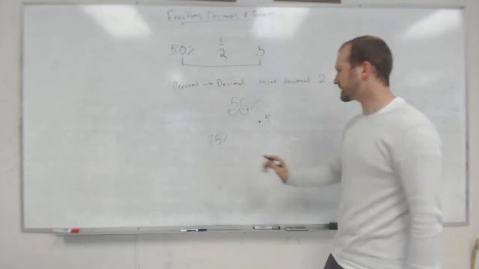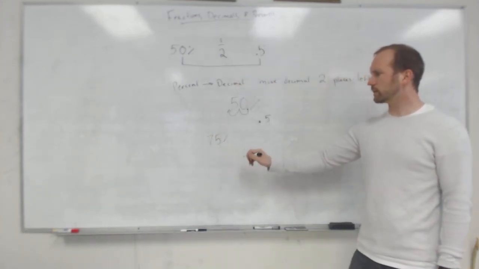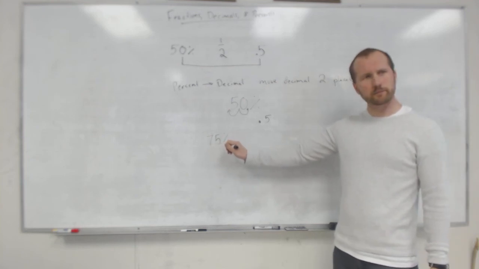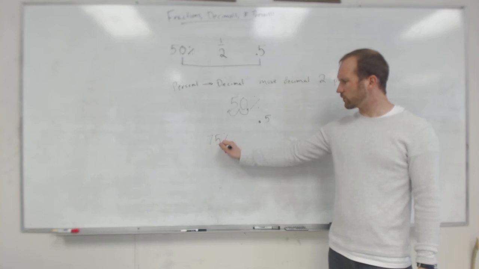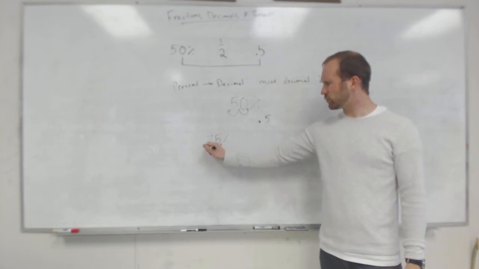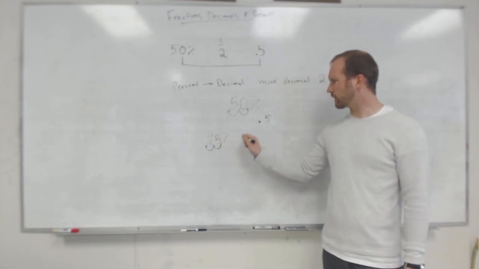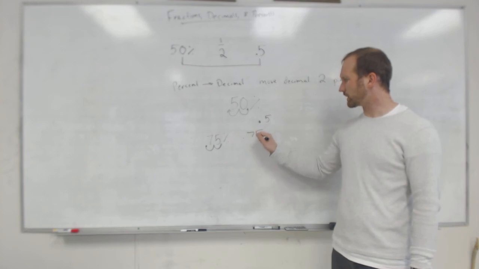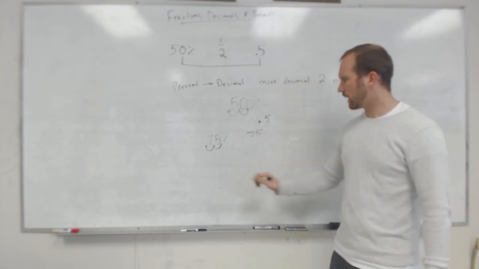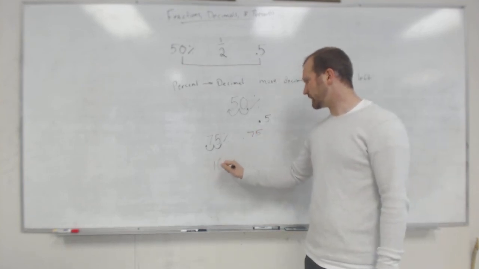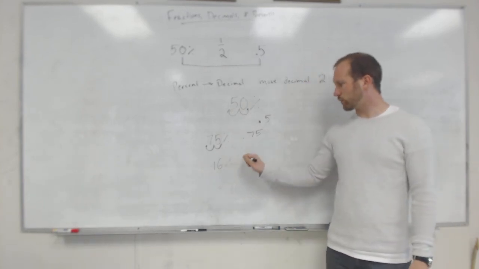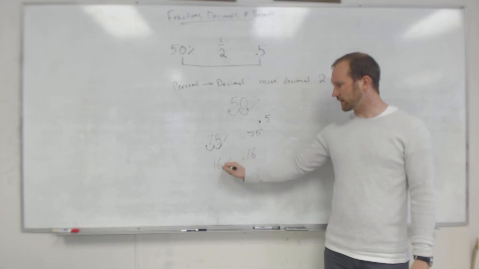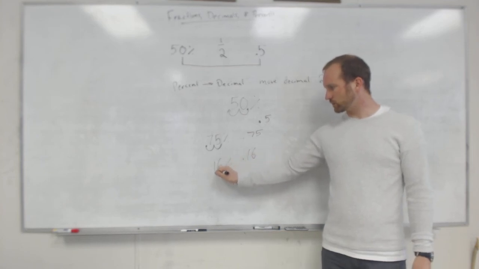Yeah. So 75%. Where's our decimal? At the end. I'm going to move it 2 places to the left. So my decimal would be 0.75. How about 16%? 0.16. I have my decimal right here. I move it 2 spaces over.